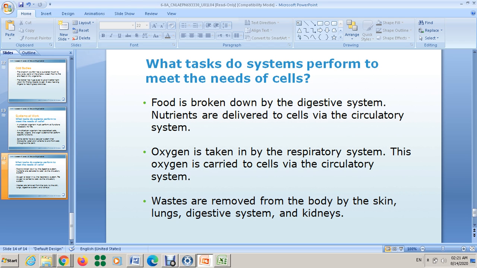Okay, what about the cells? What do they need also? The cells need oxygen. The respiratory system is responsible for what? For breathing and providing the body with oxygen. So the oxygen is taken in by the respiratory system.